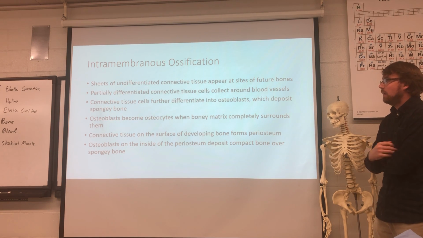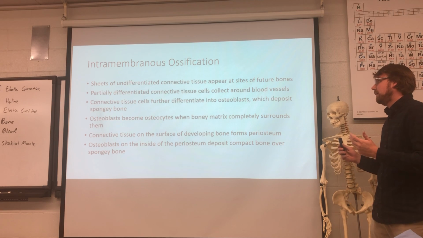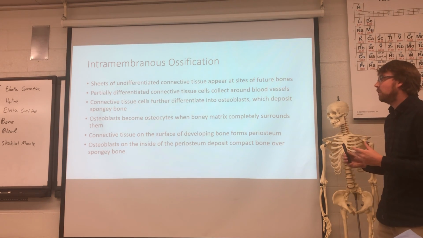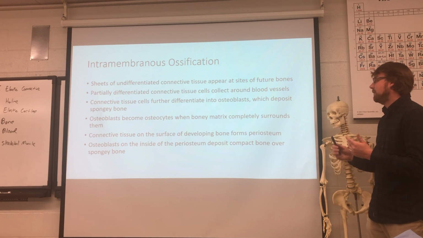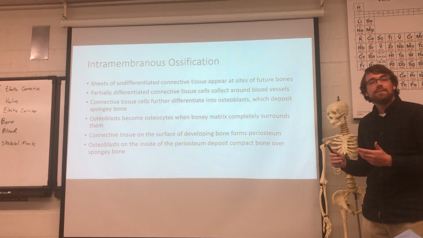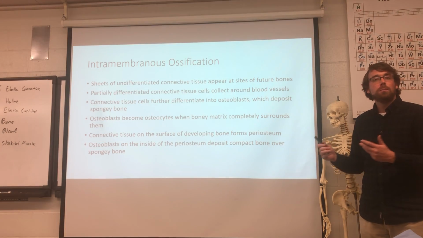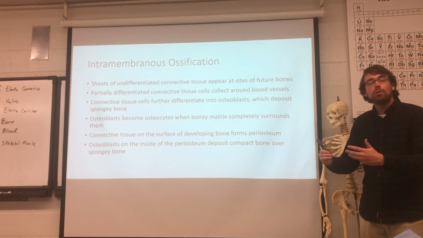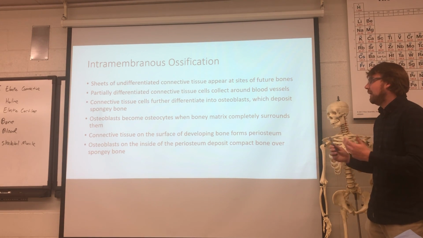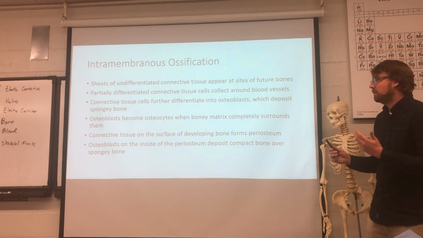A more complete version of it is sheets of undifferentiated connective tissue appear at the sites of future bones. That partially differentiated connective tissue collects around blood vessels. Connective tissue further differentiates into osteoblasts, which deposit spongy bone. So osteoblasts are bone-producing cells. They produce bone matrix. They produce calcium phosphate.